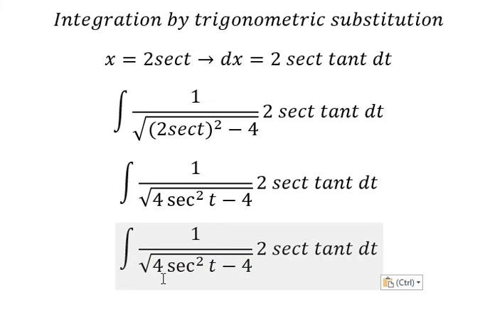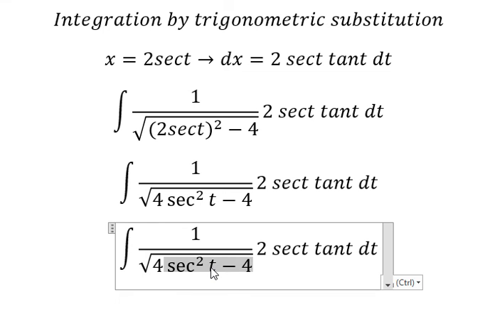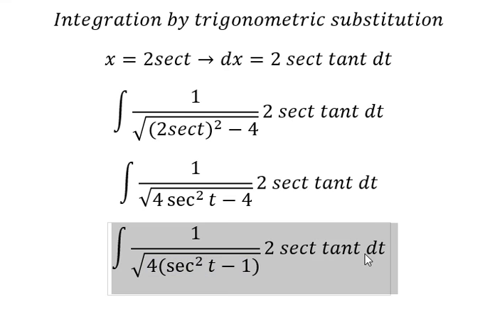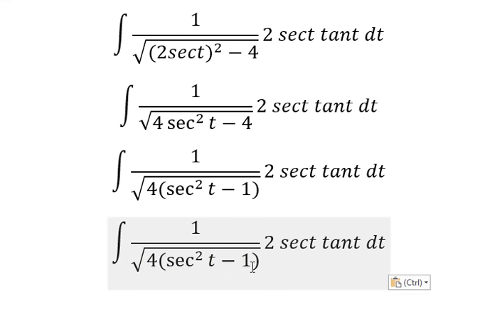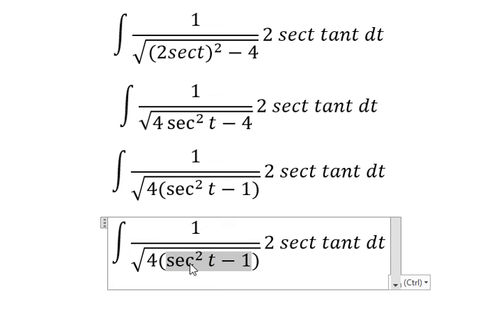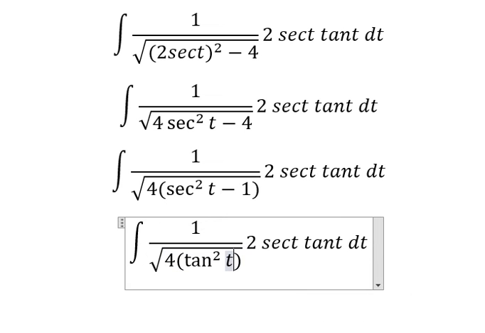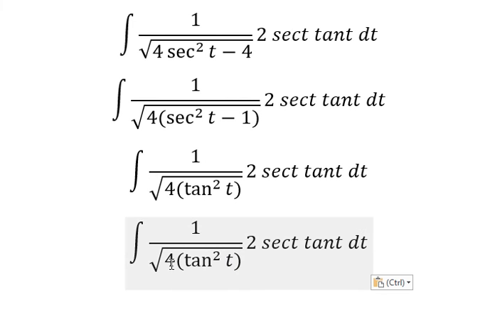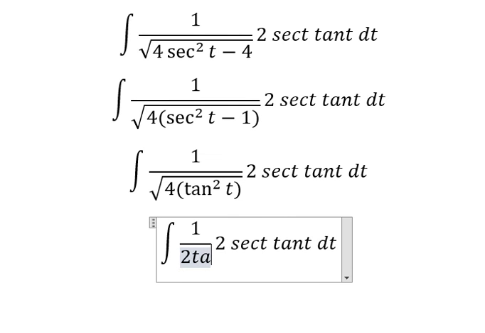We can do factorization. This one, you get tan squared of t. This is a trigonometric identity. The square root of 4 tan squared of t, you get 2 tan t.